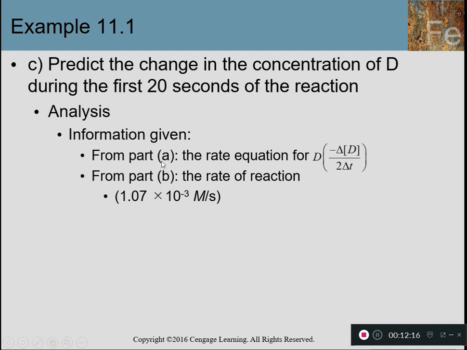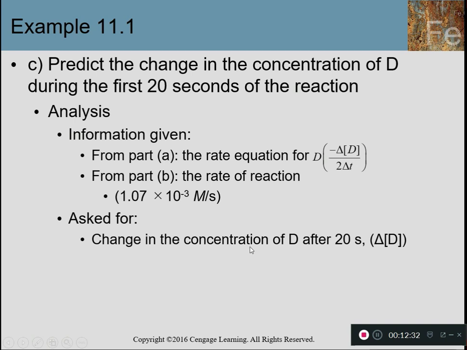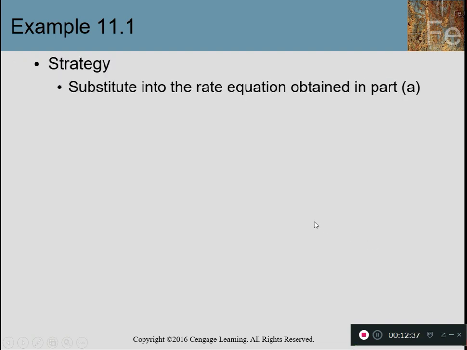So we know from part A, the rate with respect to D is going to be negative change in D over 2t. I think we're going to have to change that to a positive. That's a positive there. Sorry, that's my bad. We know the rate of reaction is 1.07 times 10 to the negative third. So change in concentration over 2 times t. We're going to solve for delta D.